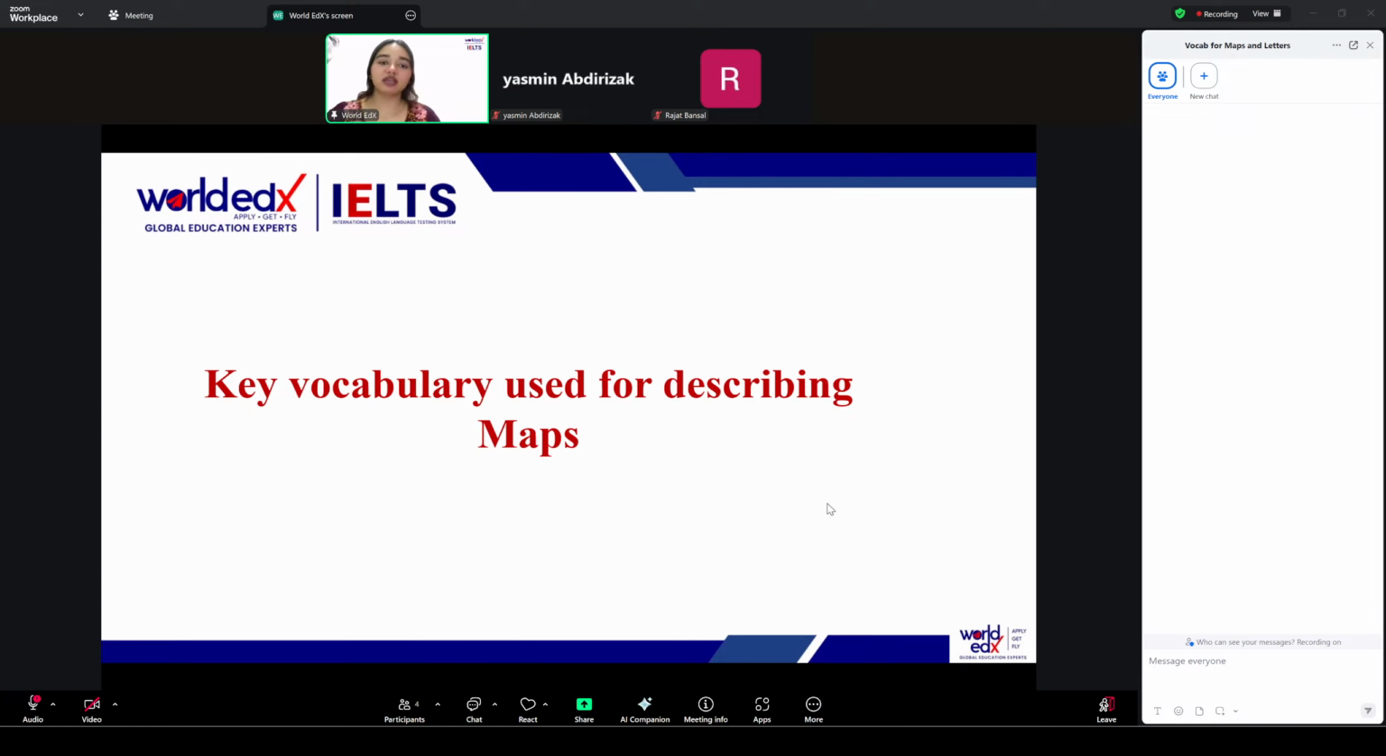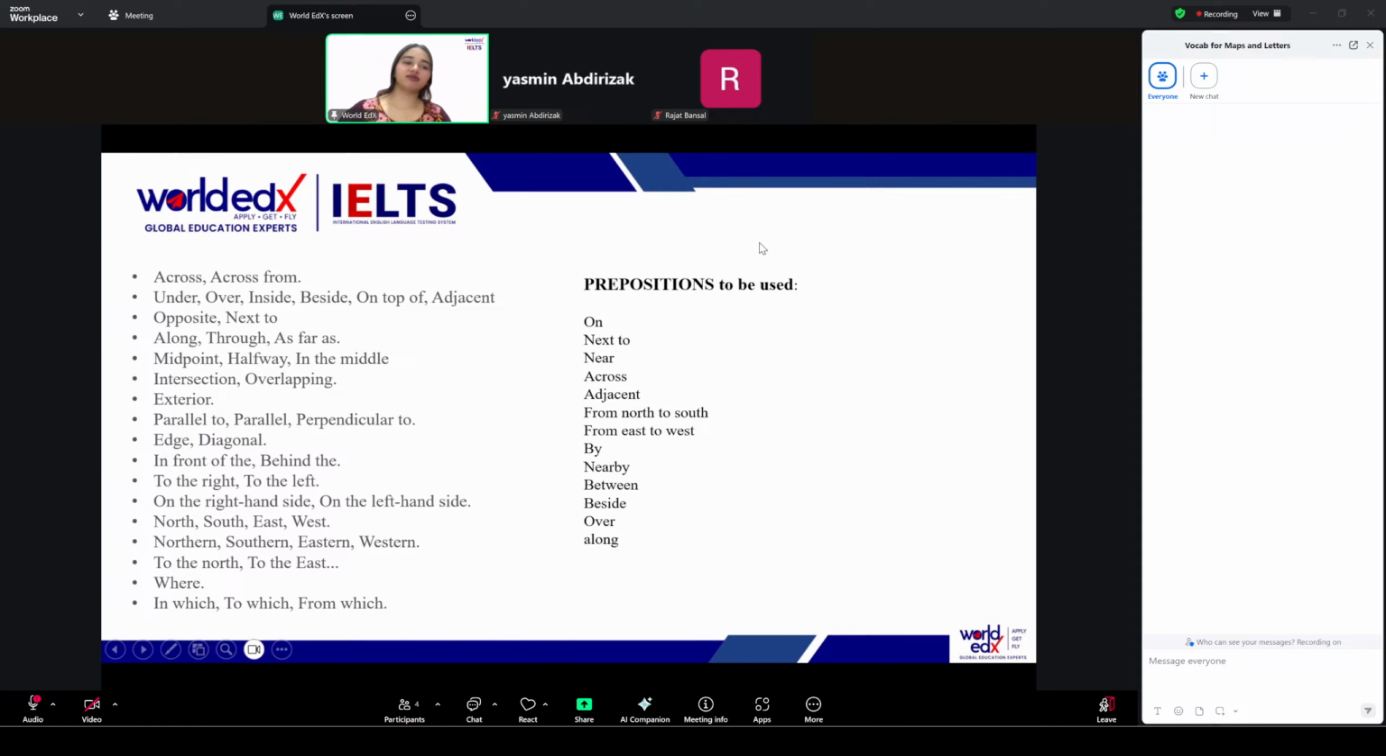So now, coming to the key vocabulary used for describing maps. I think it's going to be better if you just take a screenshot for this one. These are the vocabularies that you can definitely use in any kind of map. When we talk about prepositions, you have on, next, near, across, adjacent, from north to south, from east to west, by, nearby, between, beside, over, and along.